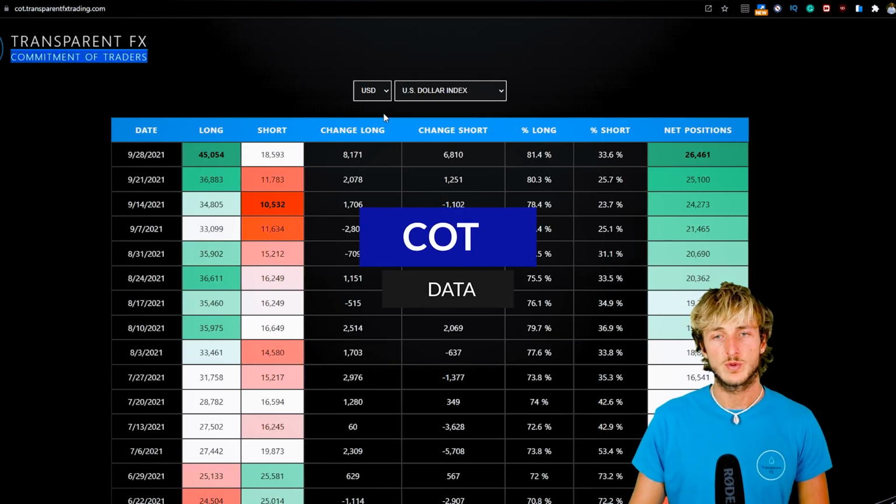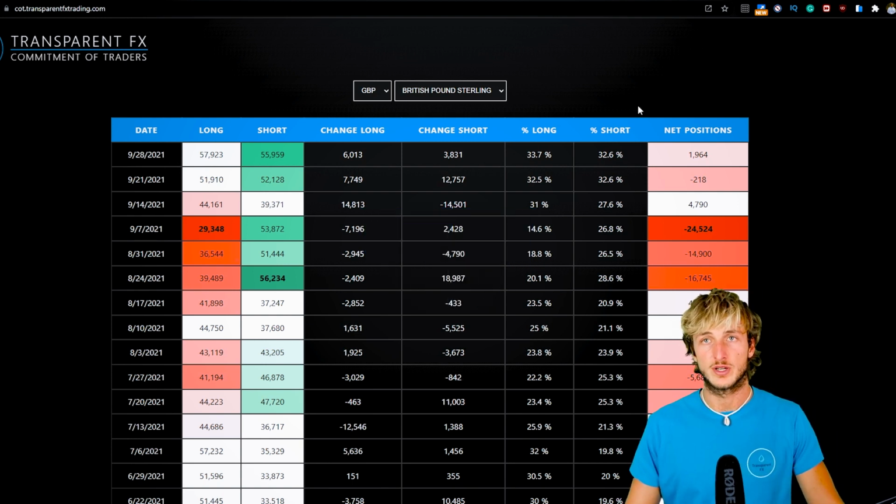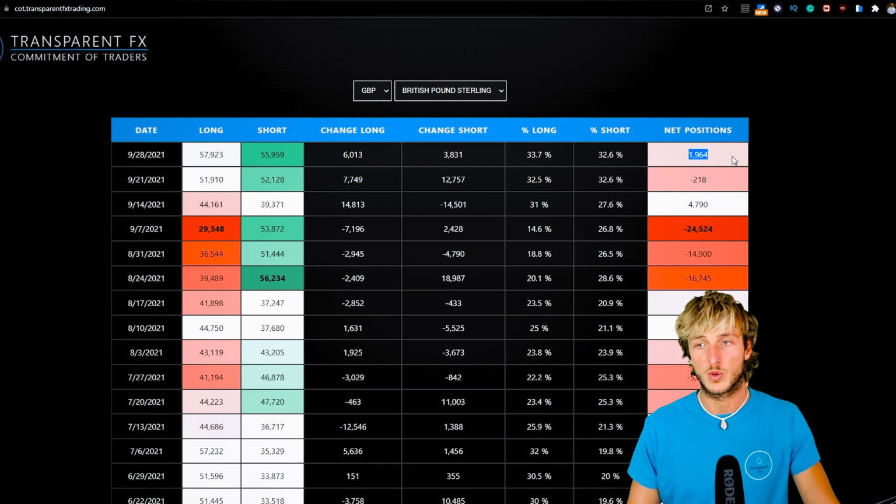Now, if we go and see what we have from a COT perspective, so commitment of traders, which is what hedge funds and the non-commercials in the market are doing, we can see a lot of buying lately. In fact, we can see how we went from having minus 24k net positions all the way up to having 1.9k net positions with 6k longs added with the last report.